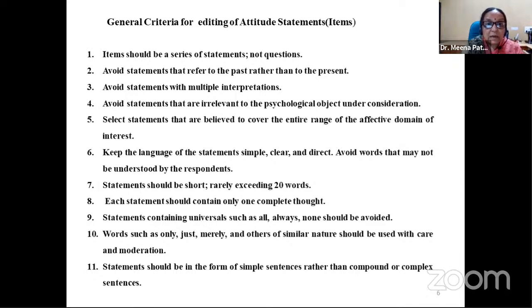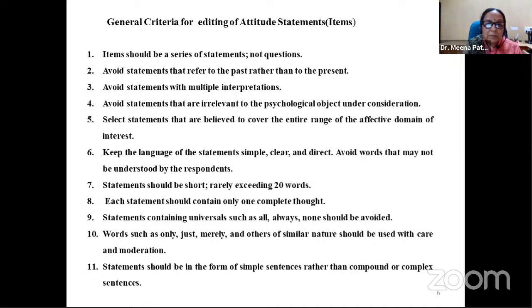Fourth, avoid statements that are irrelevant to the psychological object under consideration. Include only statements that are relevant to the topic. Otherwise, don't put irrelevant topics in the statements. Fifth one, select statements that are believed to cover the entire range of the affective domain of interest. That is the feeling. What is the feeling about that particular object? You have to mention that in your statements. Sixth one, keep the language of statements simple, clear, and direct. Avoid words that may not be understood by the respondents.